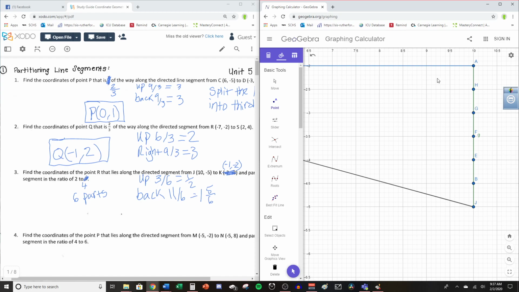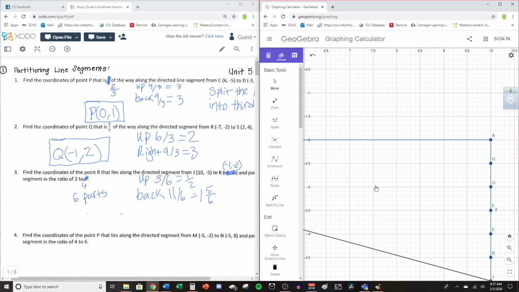So we split it into 6 parts. Okay. And then this is going to be a little more challenging to do. We have to go every 1 and 5/6 of the way. So we're going to give it our best shot here.